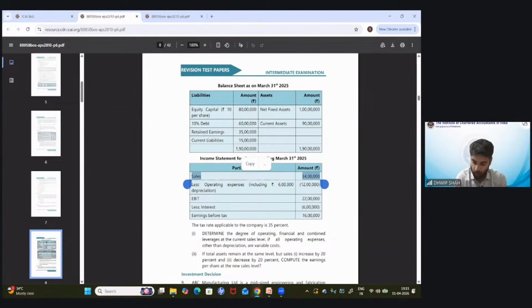Okay? And if all operating expenses other than depreciation are variable cost. Means total operating expense is 12 lakh. उसमें से 6 lakh is depreciation. तो question is trying to say जो 6 lakh balance बचा है वो सारे variable है. Are you following? Only depreciation is a fixed cost. ठीक है?